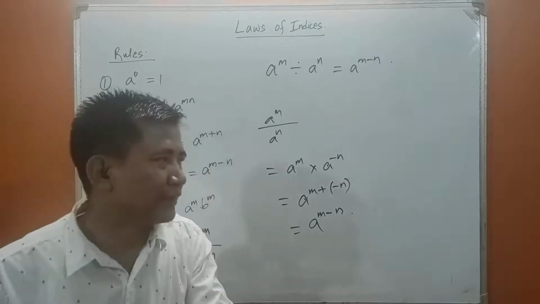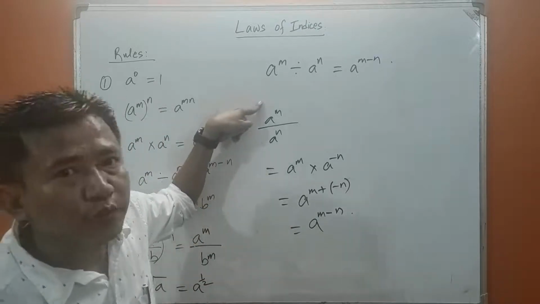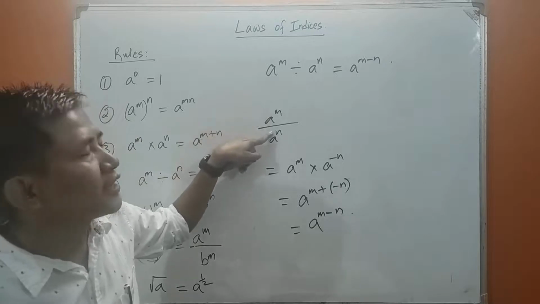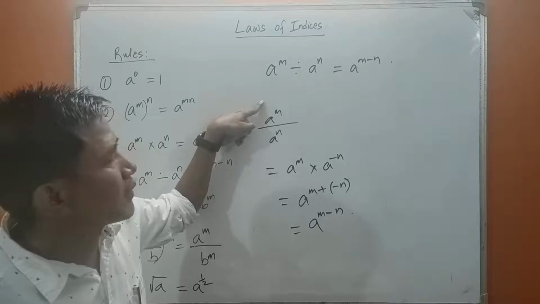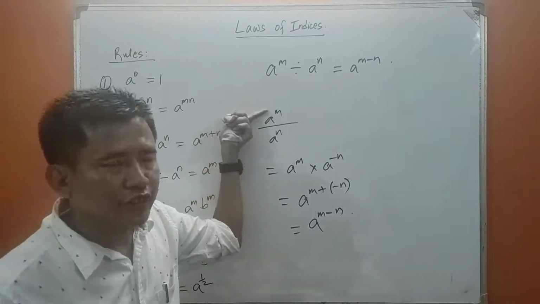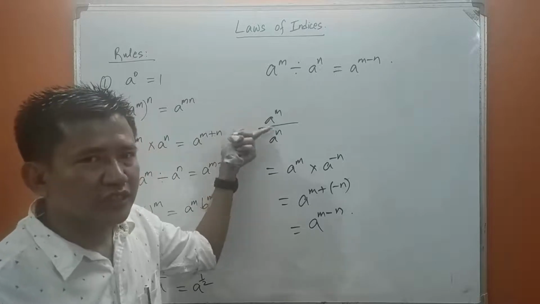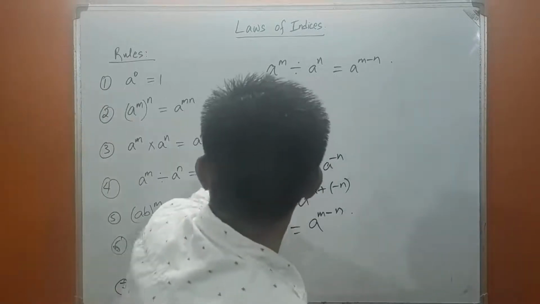What I'm trying to explain is, when you take the number from denominator to numerator, the sign of the power changes, okay? If it is plus, then it becomes minus. If it is minus, then it becomes plus. Similarly, if you take the number from the numerator to the denominator, the sign of the power changes, okay? Now let's move on to the next one.